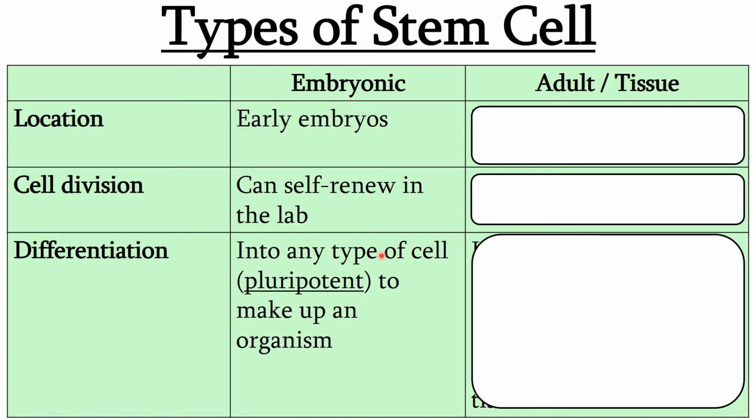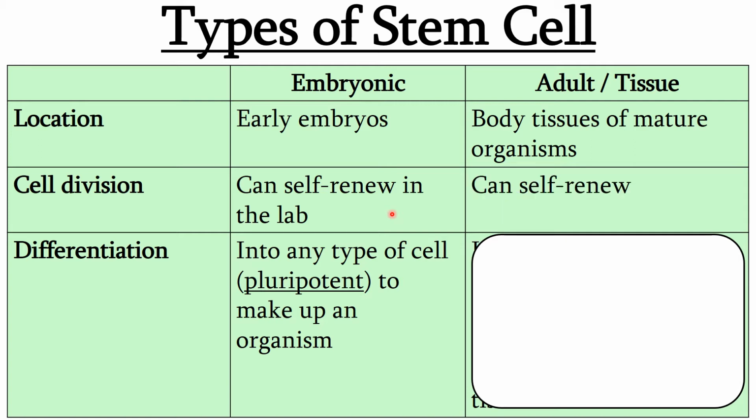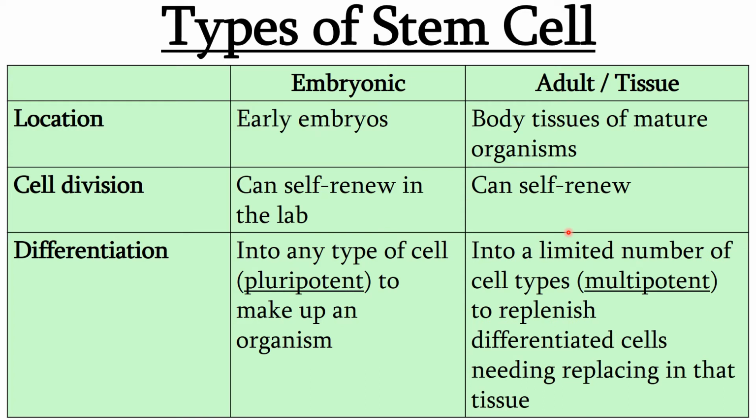Now the other one, adult tissue stem cells, which we all have, are found in the body tissues of mature organisms. In terms of cell division and differentiation, they can copy themselves naturally, and they become a limited number of cell types. So rather than pluripotent, we call adult or tissue stem cells multipotent. They replenish differentiated cells that need replacing in that tissue.